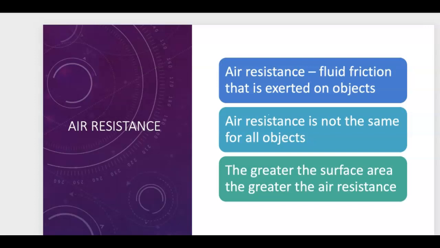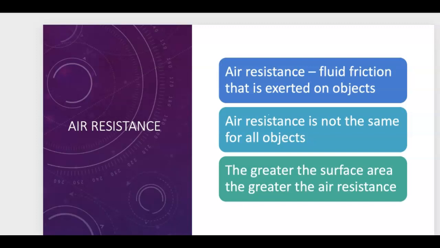Now, air resistance is a fluid friction that's exerted on an object. Gravity is pushing the object down, but it's pushing against the air resistance that's coming up. The greater the surface area, the greater the air resistance, meaning it's harder for the object to go super fast to the earth. Air resistance is not the same for all objects.